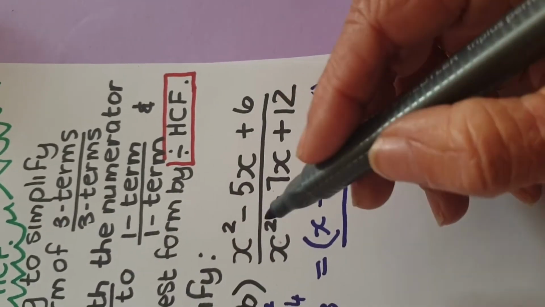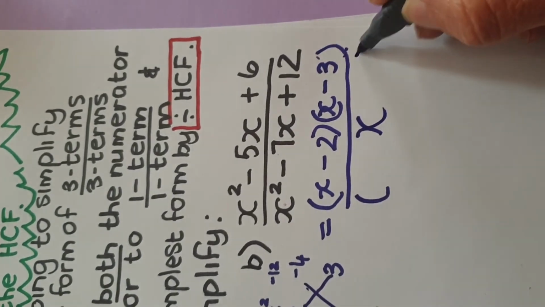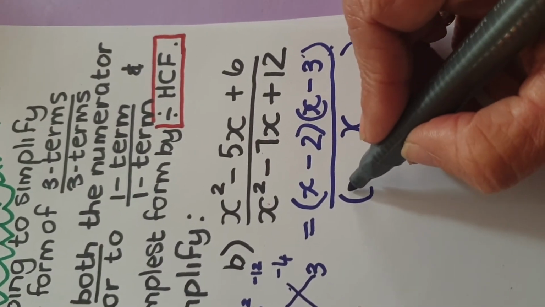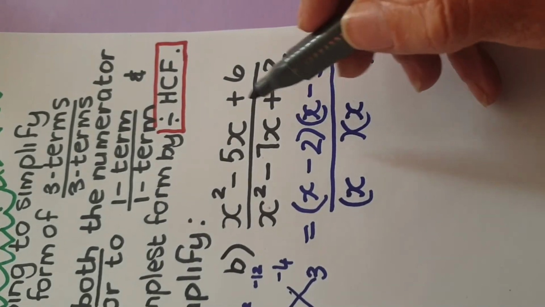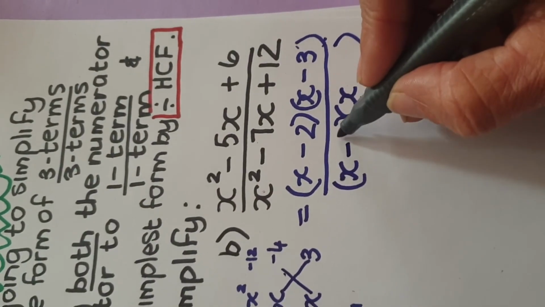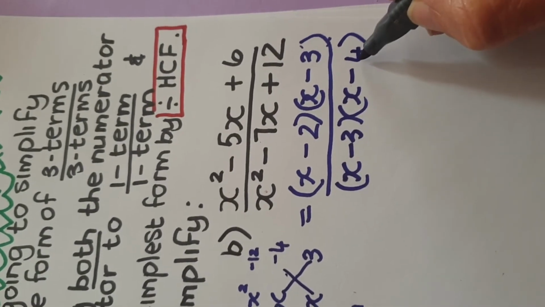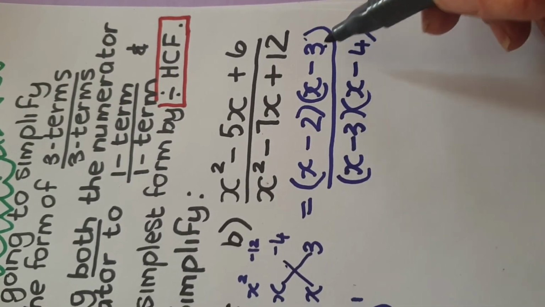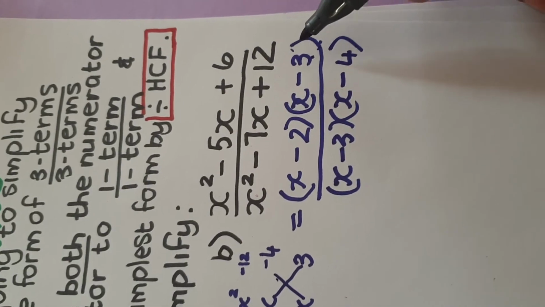Under the line, I'm going to have two brackets as well. The first term in my bracket is once again factors of the first term of the quadratic expression, which is x times x. Factors of 12: when I multiply, I must get 12, and when I add, I must get negative 7. The factors are going to be negative 3 times negative 4, which gives me plus 12, and negative 3 plus negative 4 gives me negative 7 when I add. So it is factorized, one term in the numerator, one term in the denominator, which means I can now look for the highest common factor.